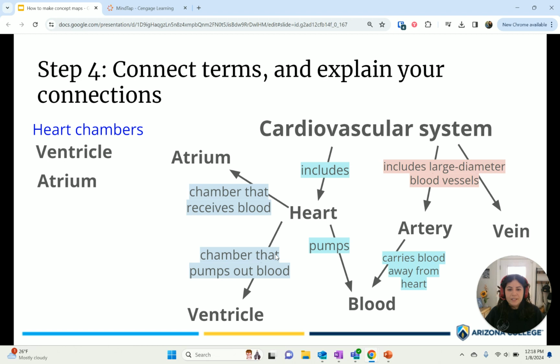Now, where did I get these connections from? That came from those definitions that we already found. So I had to go back to my definitions to add some of the explanation there. And that's it. There we go, we made our concept map.